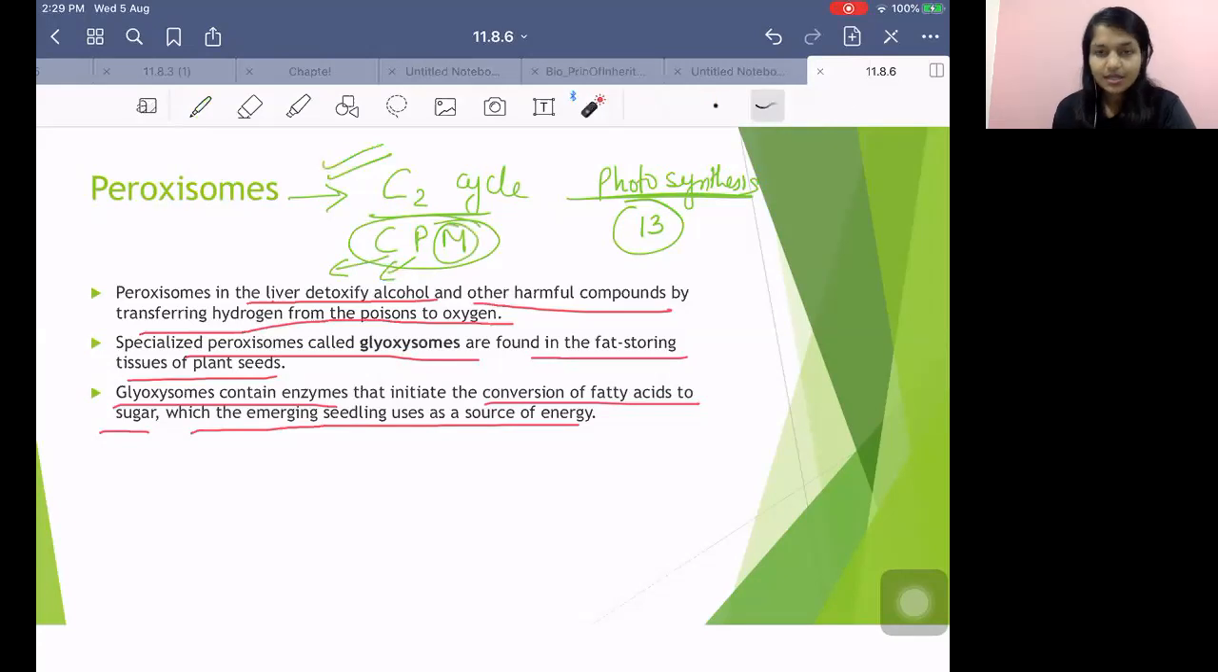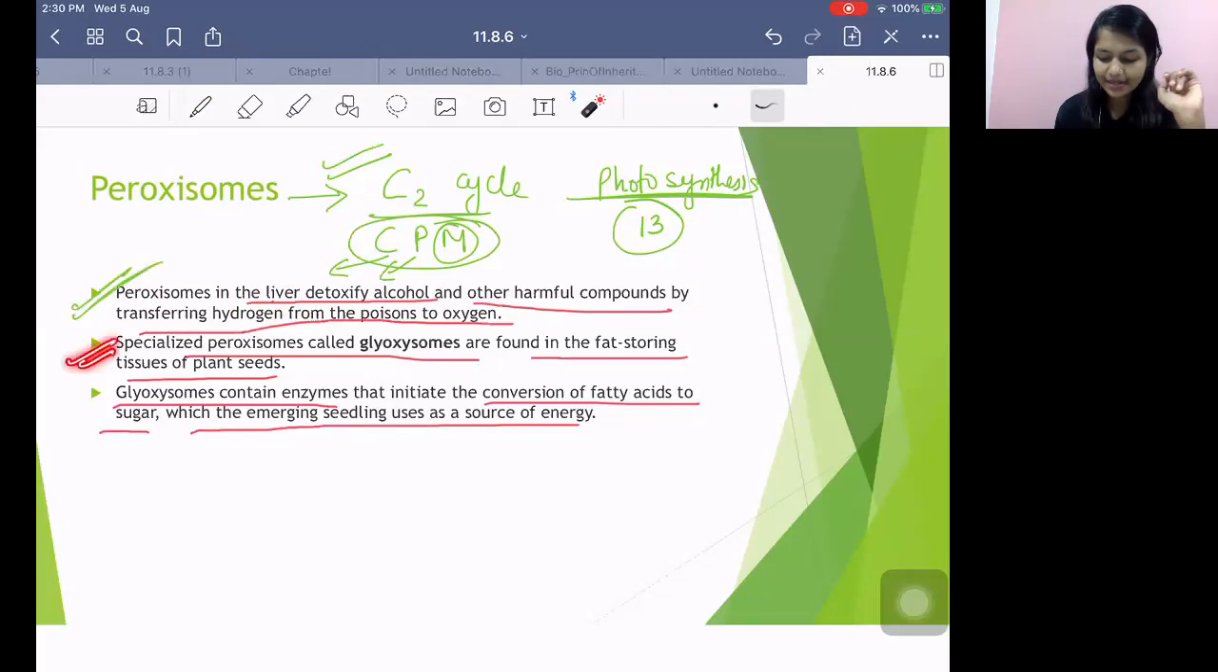Now look at your body. We know that it is found in plant and animal. It is present in the liver. And what does it do? It helps in detoxification of alcohol. Alcohol has hydrogen, right? So what will it do? It will remove the hydrogen and make it not harmful. It will detoxify the alcohol. That is in animal cells.